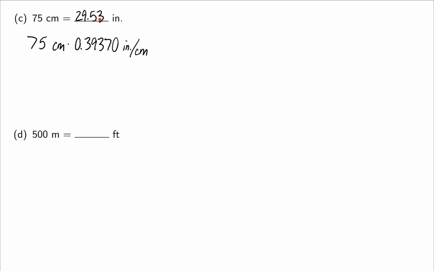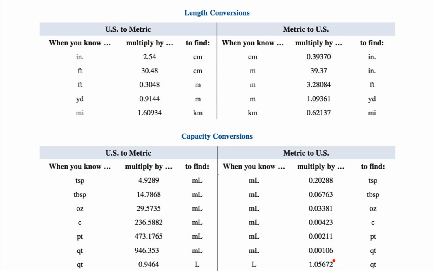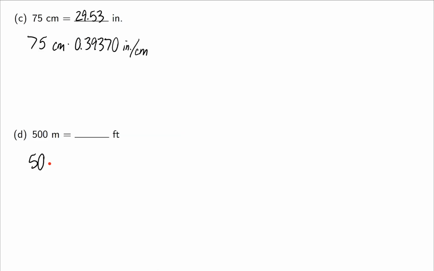Meters to feet. Meters to feet is right in the table. You can go meters times 3.28084 to get to feet. It's kind of a big number to memorize, but I think we can use it if it's in front of us. 500 meters times 3.28084. That's the number of feet in 1 meter. If I multiply these together, I get 1,640.42 feet in 500 meters.